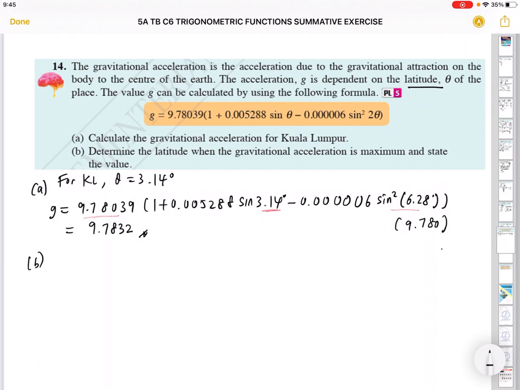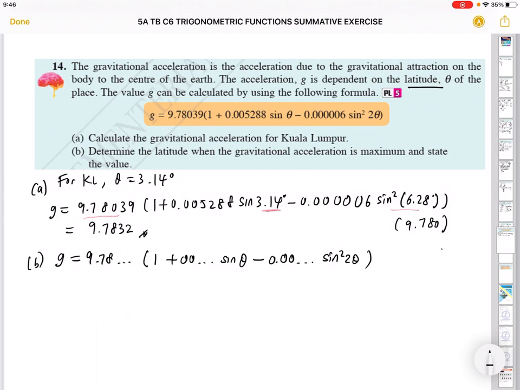There is a sine, then you minus 0.00 blah blah blah sine square 2 theta. So in order to maximize your g, you need to maximize your sine theta and minimize your sine 2 theta. Am I right? Because you're going to minus the sine square 2 theta, and you're going to add your sine theta. So you want to maximize sine theta, minimize sine square 2 theta.